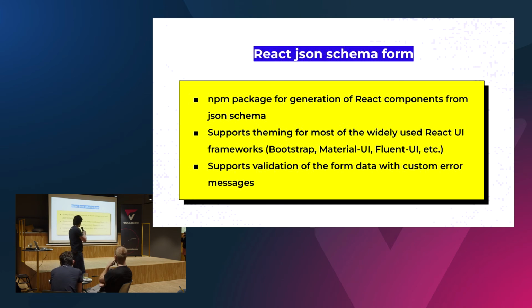So how do we tackle the generation of the UI? There's an NPM package called React JSON Schema Form, which basically takes the schema and outputs the React component. It supports most of the React UI frameworks for theming, like Bootstrap, Material UI, Fluent UI, etc. And it supports validation of the form data in real time.